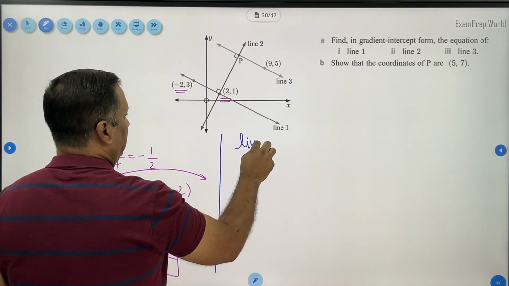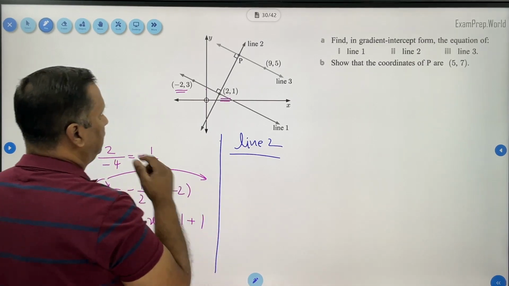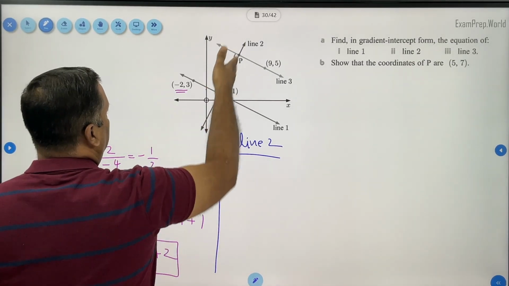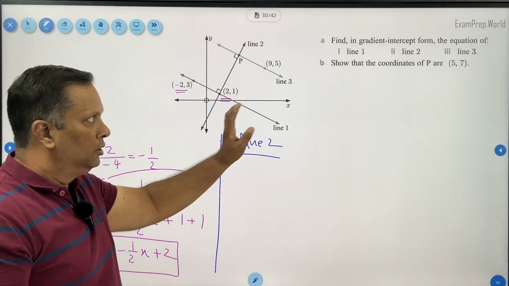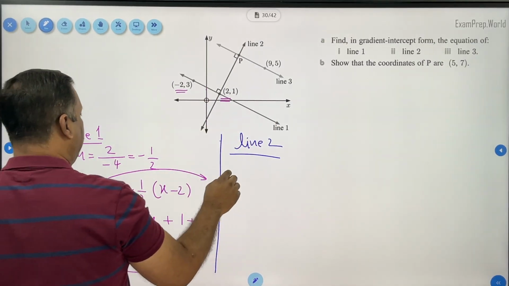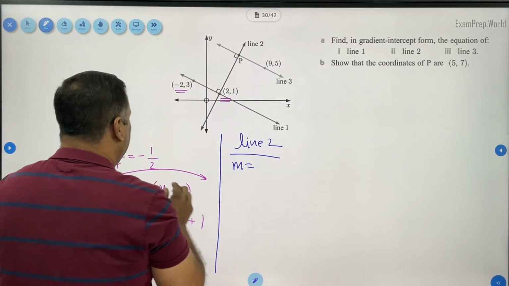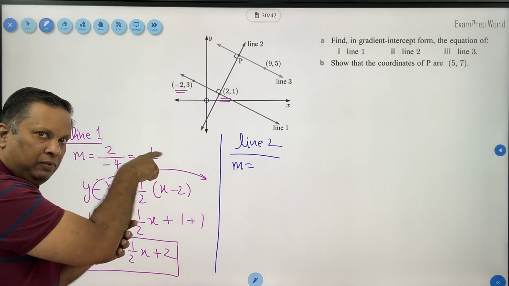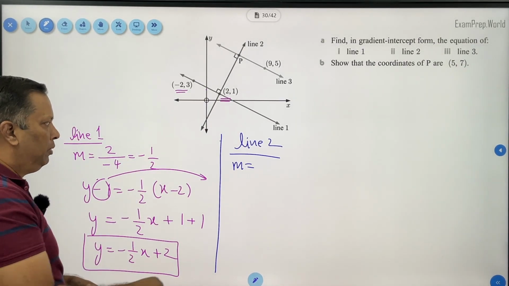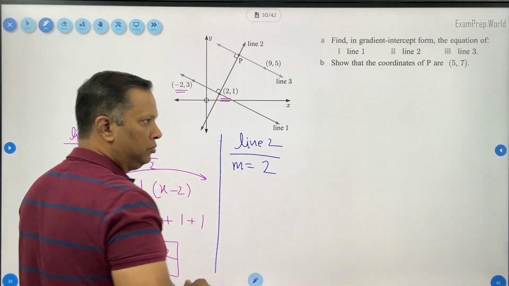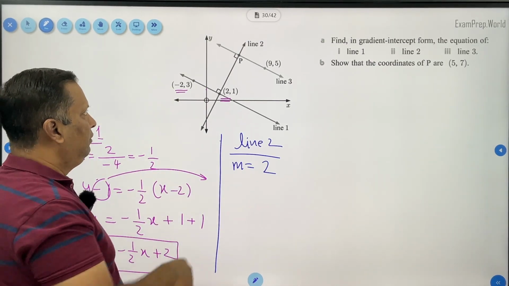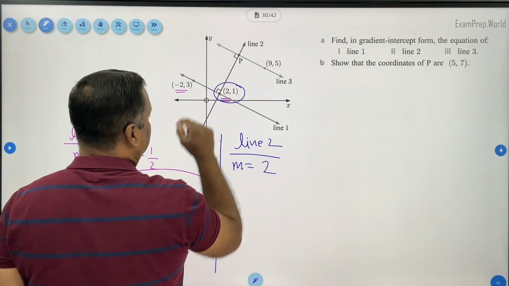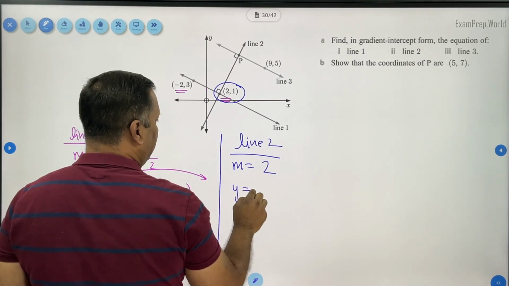Now line 2. Where is our line 2? This is line 2. Line 2 is perpendicular to line 1, right? So what is the gradient of line 2? Negative reciprocal of minus half. What is the negative reciprocal of minus half? 2. 1 by 2 becomes 2 and the sign changes, negative reciprocal. And which point is it passing through? 2, 1 once again.